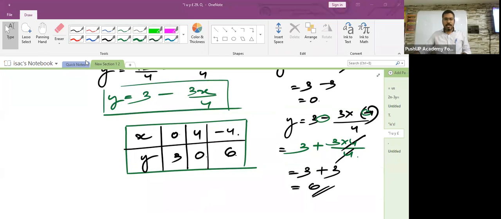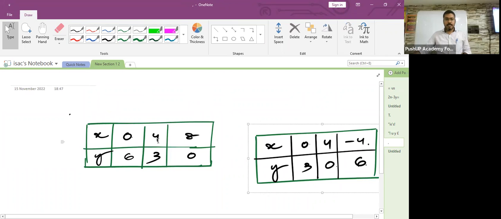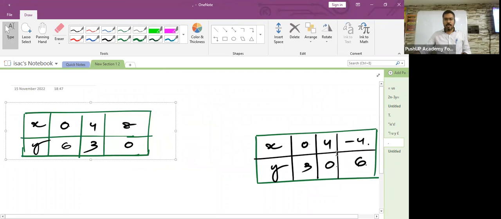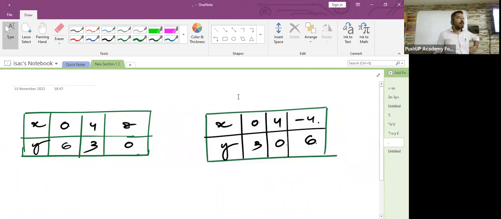So these are the two tables which you have to draw on the graph sheet. This is the second one. Plot it fast, everyone, and check whether both the lines are parallel or perpendicular. Parallel? Okay, fine.